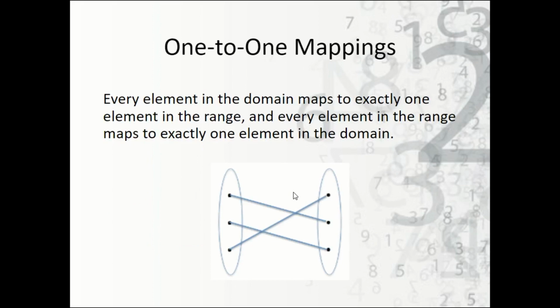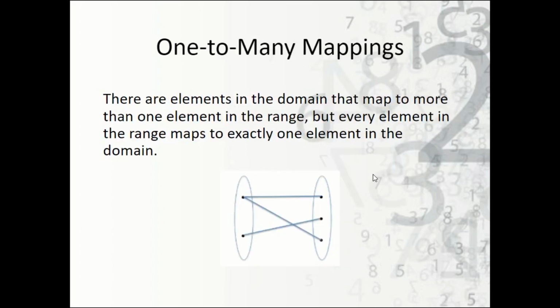So one-to-one mappings mean that for every element in the domain, it maps to exactly 1 in the range, and it also works in the other way. For everyone in the range, there's exactly 1 in the domain that it maps to. So here we can see that this one maps to this one, and this one maps to this one. So in both the domain and range, I don't see where they map to 2 different places. So that's one-to-one mapping.